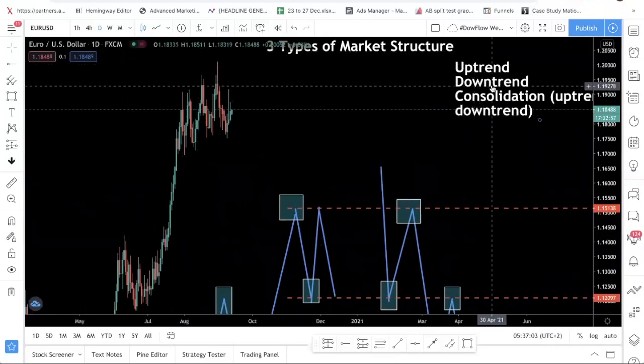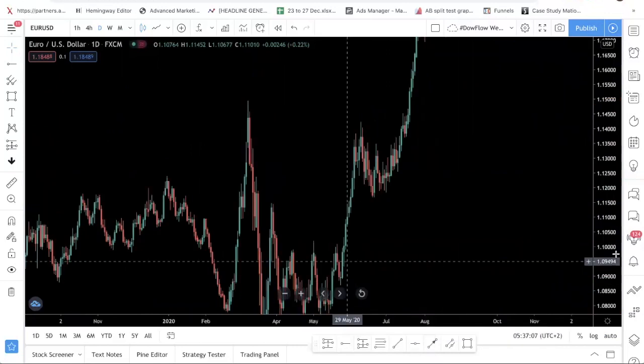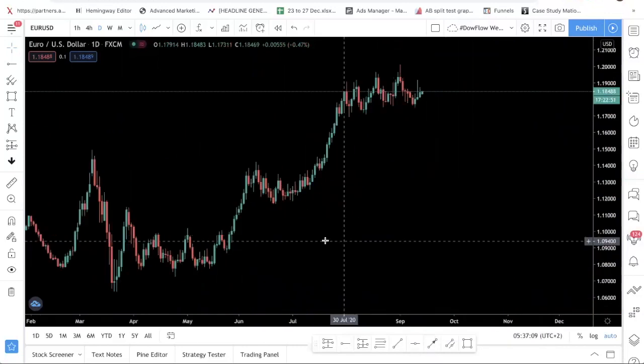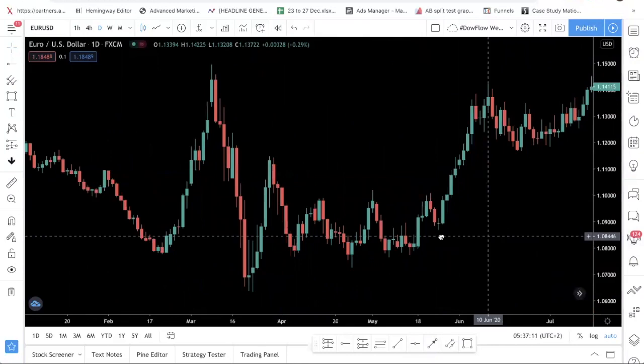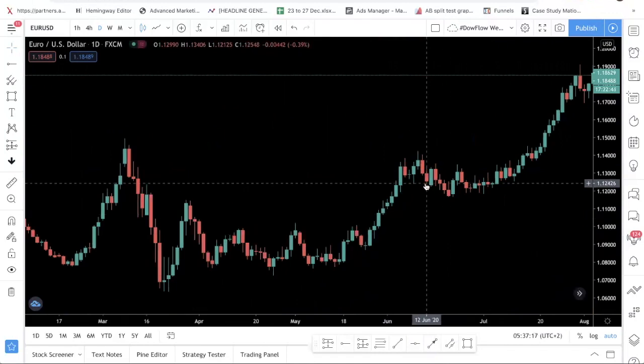Okay, are we in the uptrend, downtrend, or consolidation? So let me just clear everything first, and let's go back. Step one of any trading strategy is you always want to identify the market structure. As I mentioned, you do not just look at one candle and try to decipher if the market condition is uptrend, downtrend, or consolidating. You want to look at the entire picture.